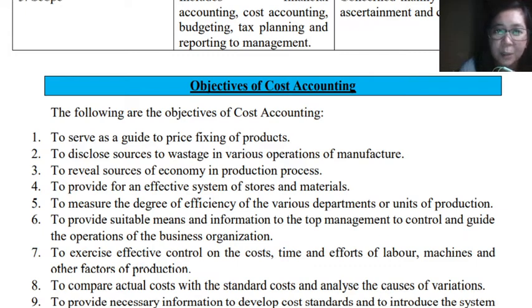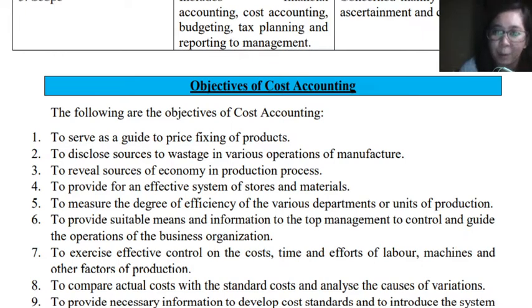provides suitable means and information to the top management to control and guide the operations of the business organization, because aside from the cost, the items, the activities can also be disclosed along with the cost. So it can help or aid the management in decision making on how or what items or activities should be eliminated.